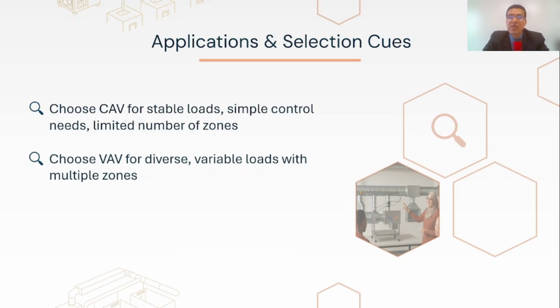Choose VAV for diverse variable loads with multiple zones. VAV is prevalent in offices and similar buildings because it accommodates diversity efficiently.